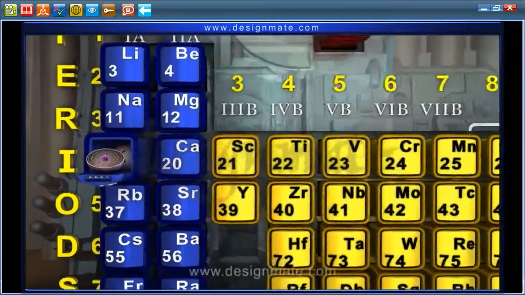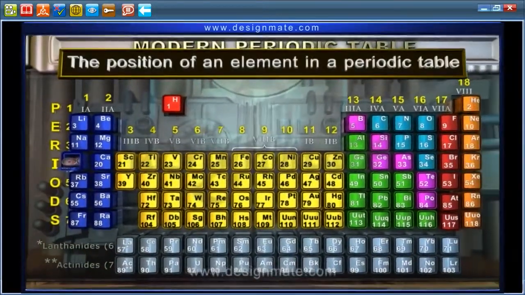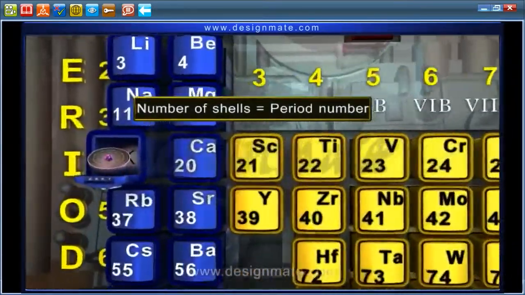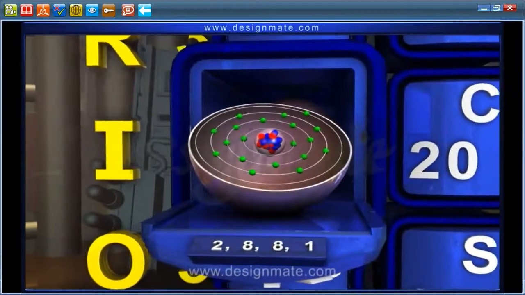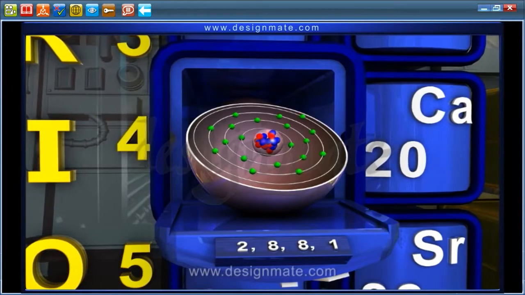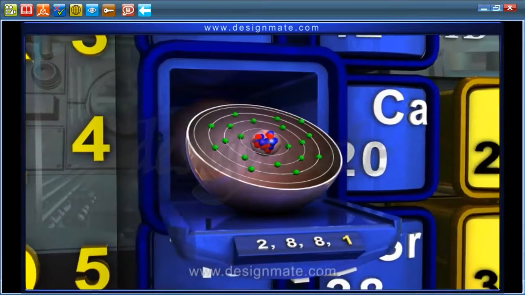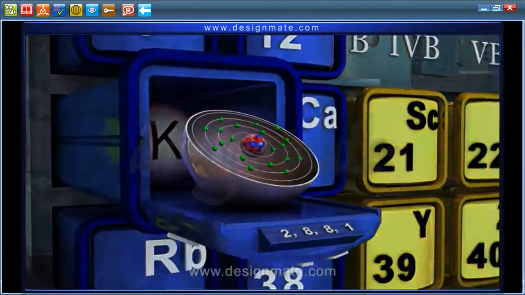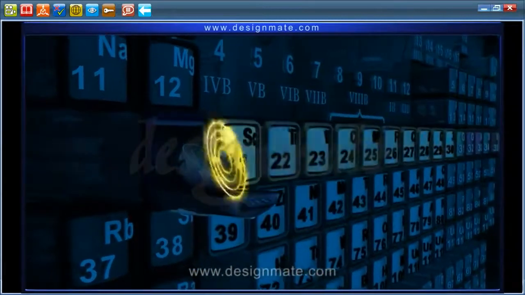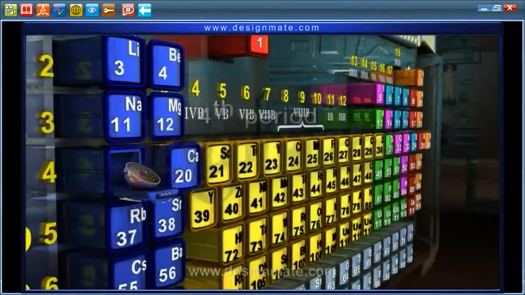The electronic configuration of an element also helps us to decide the position of an element in a periodic table. The number of orbits or shells denote the period to which that element belongs. Let's continue with the same example of potassium. Its electronic configuration is 2, 8, 8, 1. This means there are 4 shells in an atom of potassium, and therefore, it belongs to the 4th period of the modern periodic table.